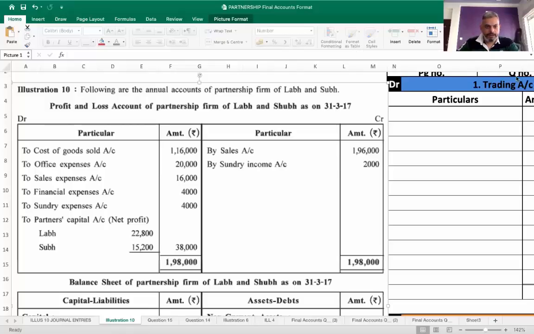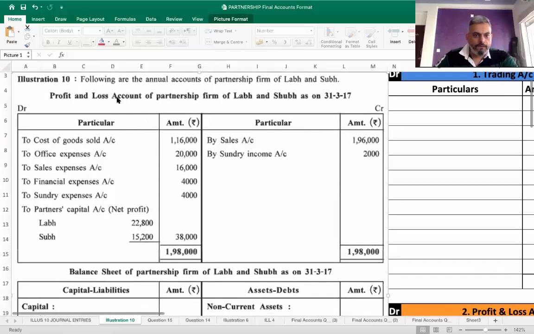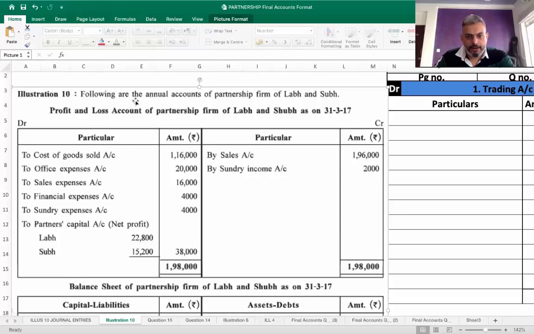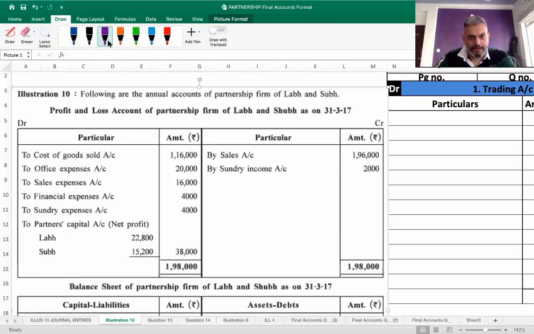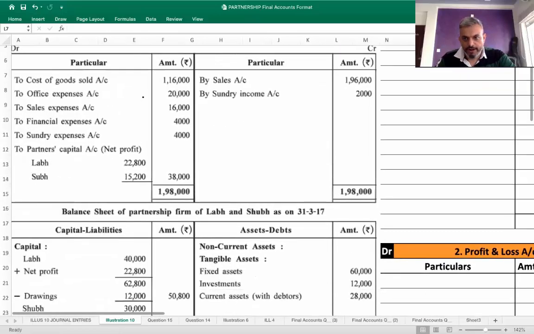Now we are going to do illustration 10. It is a bit of a typical sum. Following are the annual accounts of the partnership firm of Labh and Shubh. Profit and loss account of the partnership firm of Labh and Shubh as on 31/3/2017. Now this is already given to us.